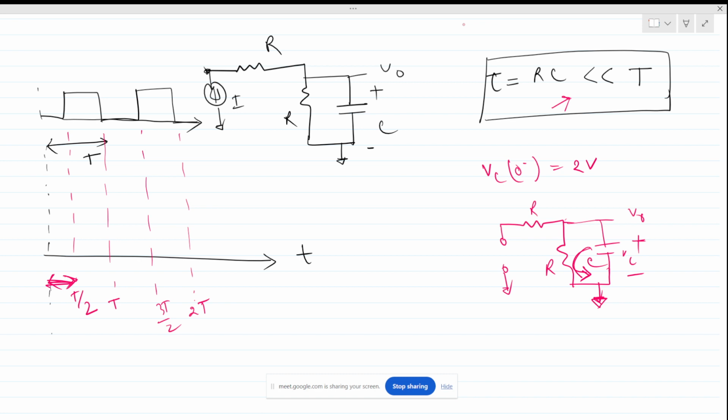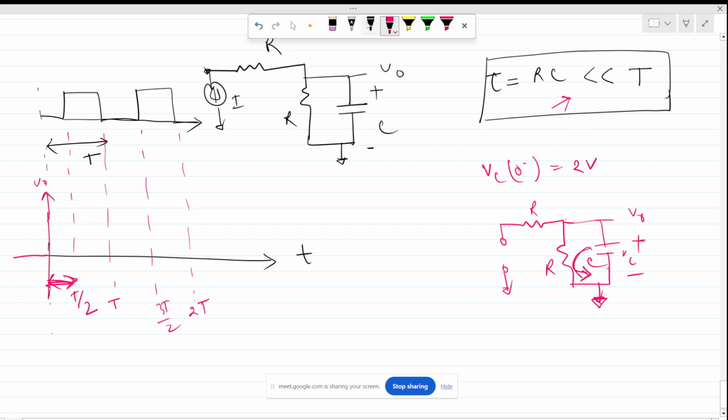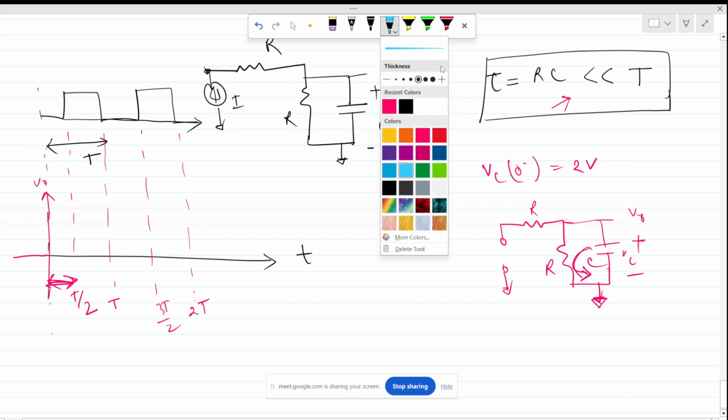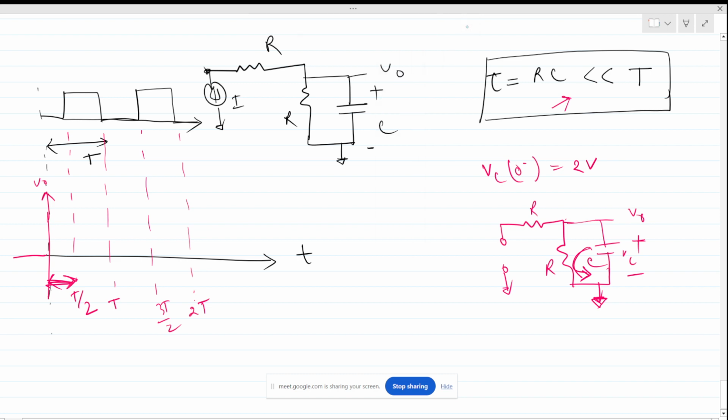Let's say this is the axis of V out. Initially the voltage across the capacitor was 2 volt. Now it is going to decay exponentially, like the capacitor will discharge, right? So it will go like this, and the discharging will be very fast.